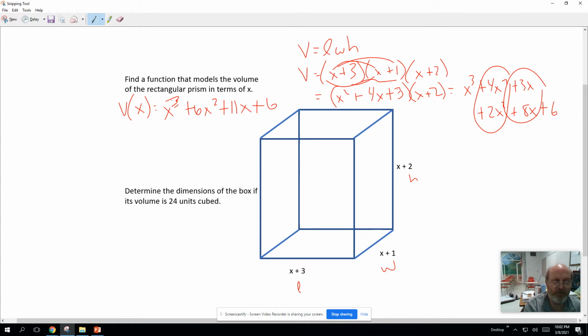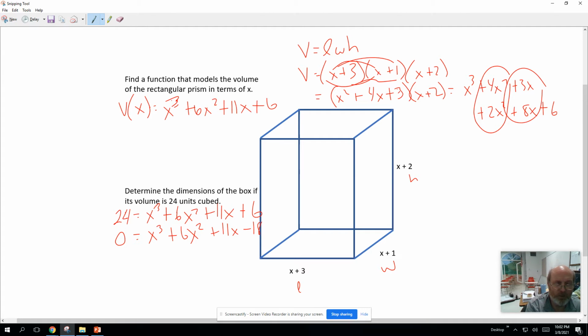And it says determine the dimensions if the box's volume is 24 units cubed. So we set V of x equal to 24, and we solve this polynomial equation. Remember, we've got to get everything equal to 0, so we subtract 24 from both sides and get 0 equals x cubed plus 6x squared plus 11x minus 18. And now we can't group that because it's not going to work out where you'll get a common factor. So we're going to try to figure out a number that we can plug in to make this 0.